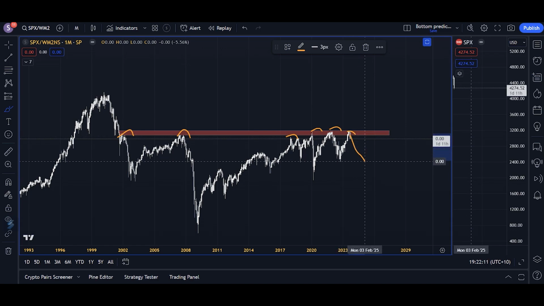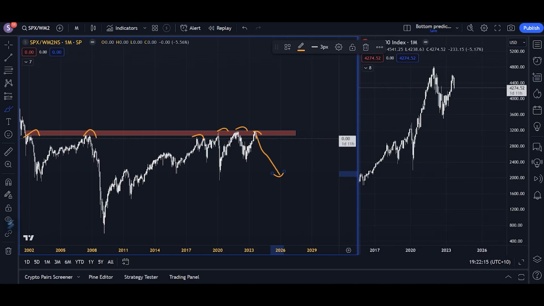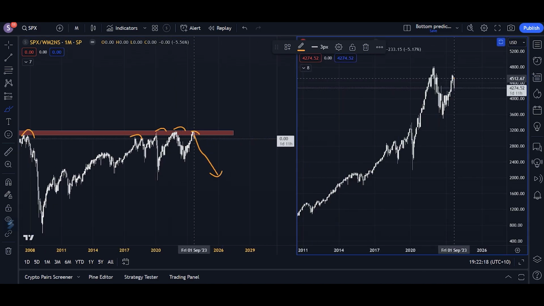If we reject fully from that line and go downwards massively on the S&P 500 adjusted for money supply, we will do the same thing on the price chart, and that will lead to an extensive correction there.